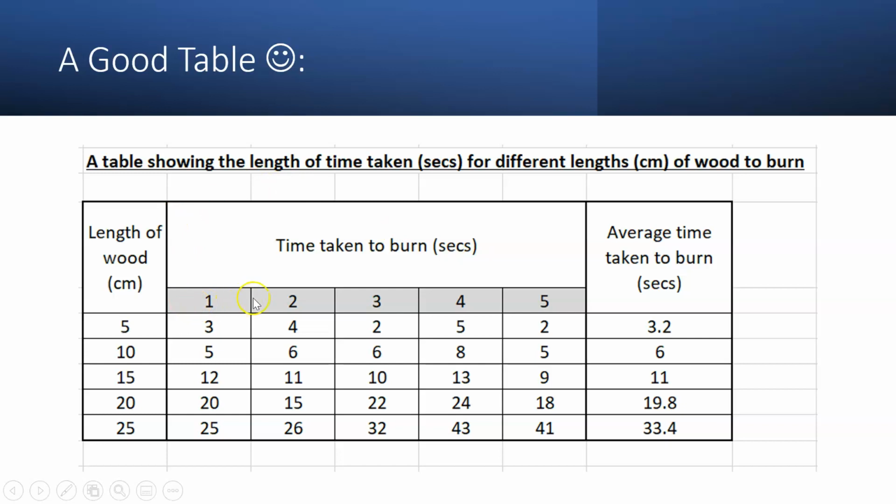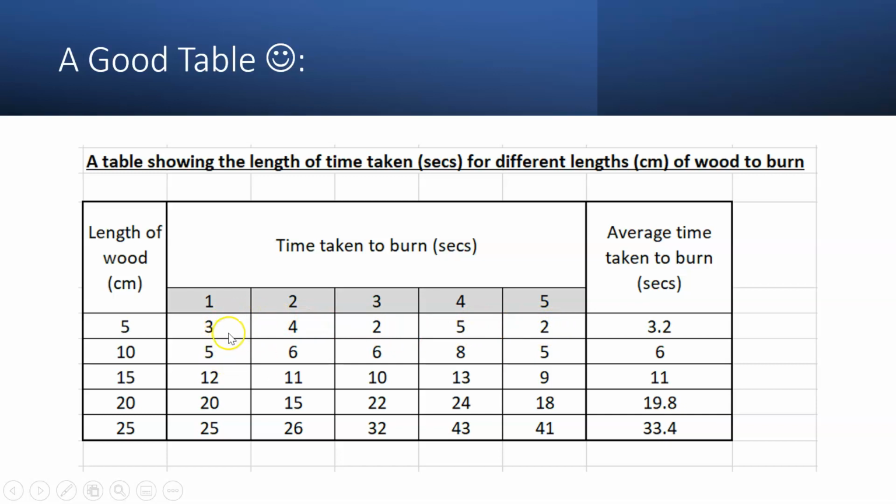Maybe I should have written rep 1, rep 2, rep 3, rep 4, rep 5 in there, because at the moment that actually looks like I'm talking about time taken to burn in seconds, and it's not. It's each trial. So for 5 seconds, we did that experiment once. We did it a second time, a third time, a fourth time, and a fifth time, okay? And these are all seconds in here.